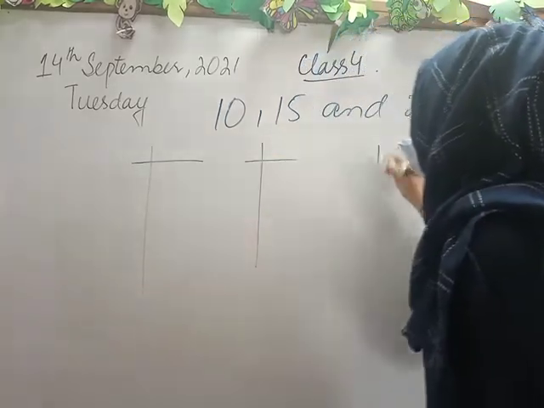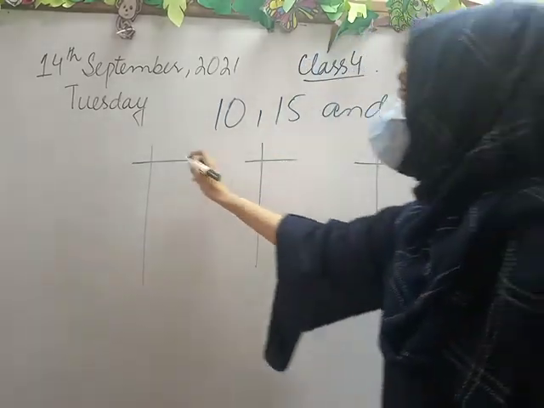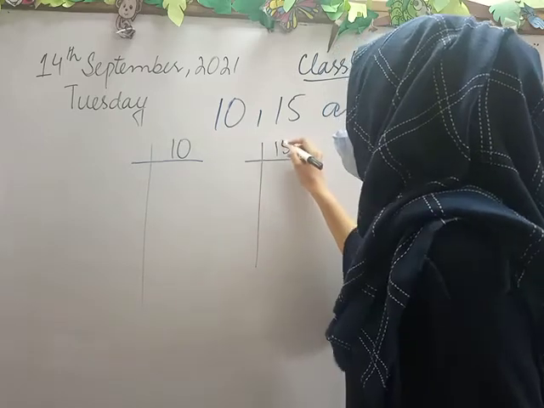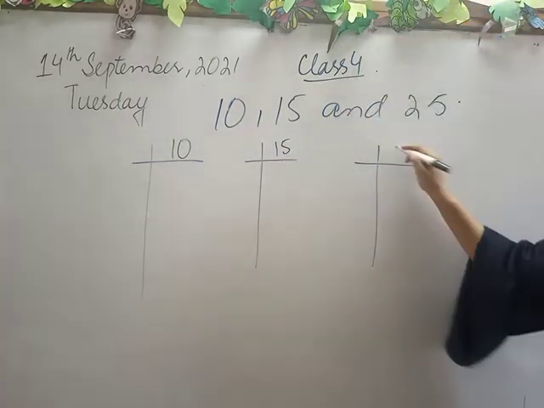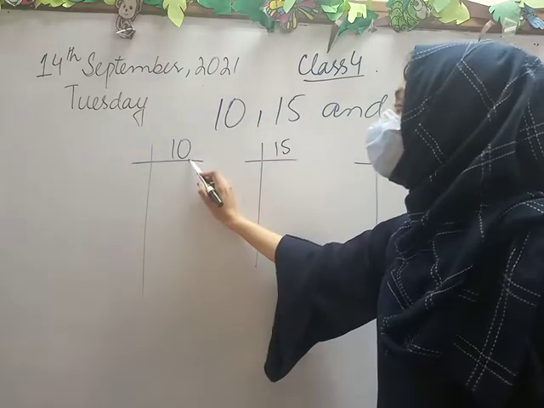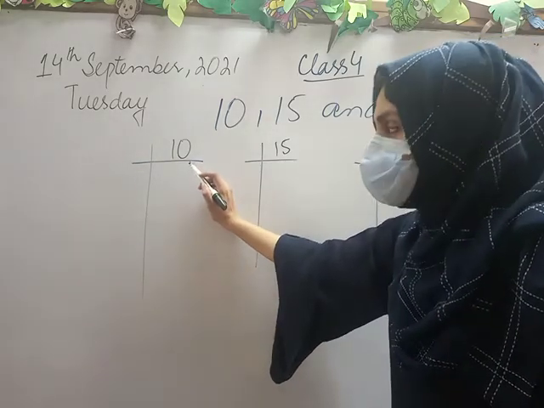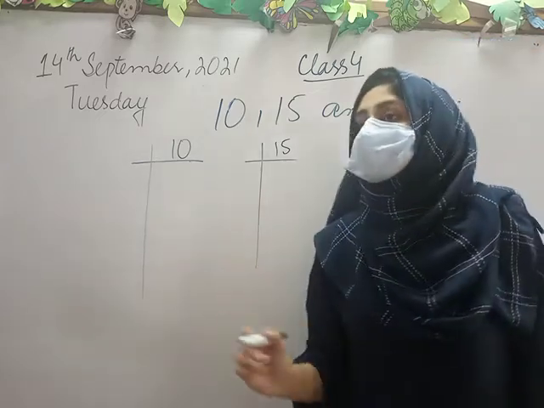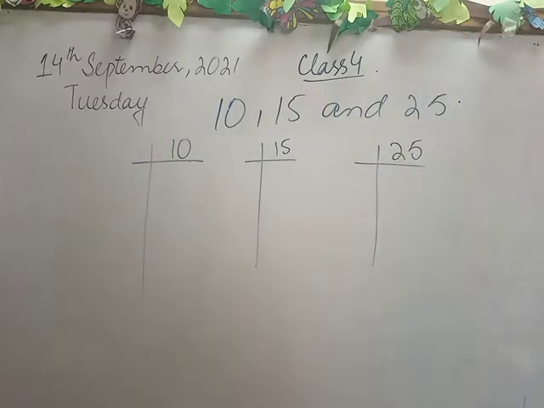I will draw. First is 10, second is 15 and the third is 25. So class, if you look at the first number which is 10, which number will I take to multiply and to get 10? Yes, who will tell me? Taha, you tell me.